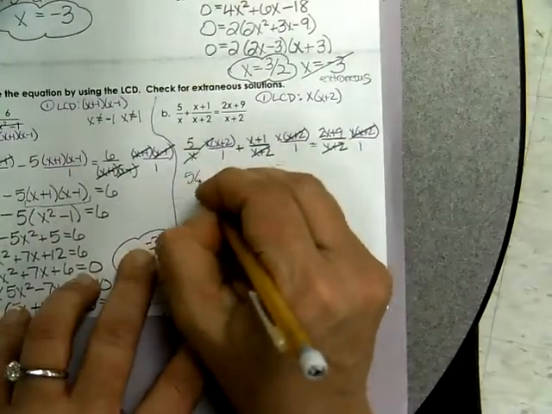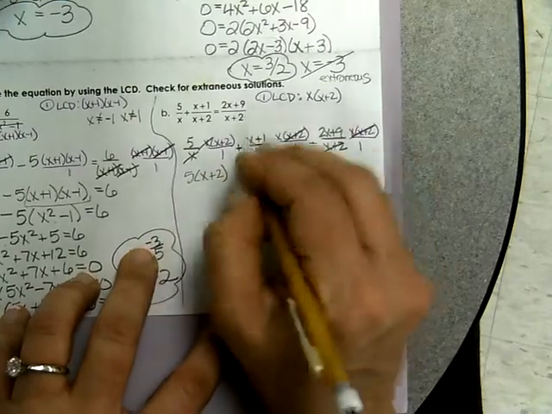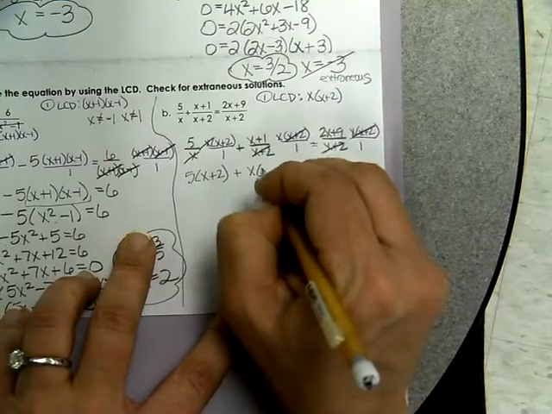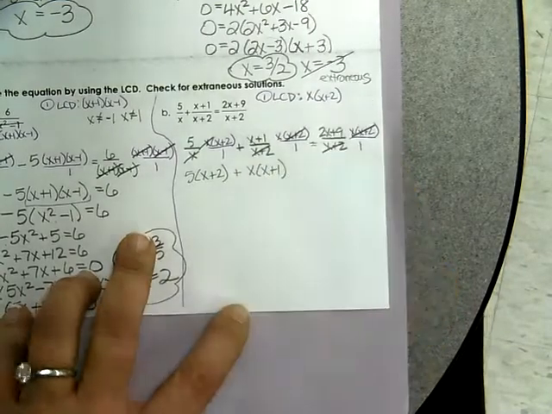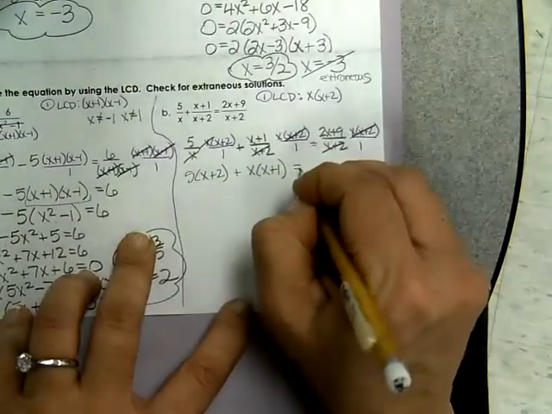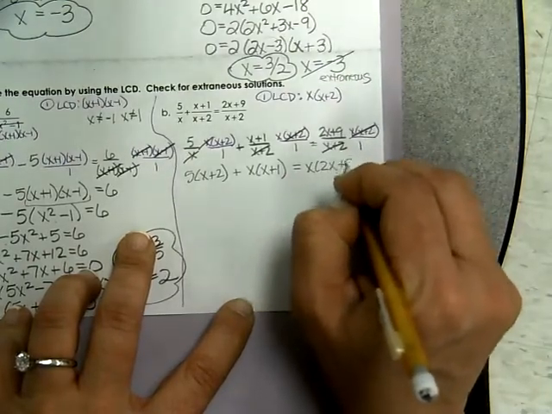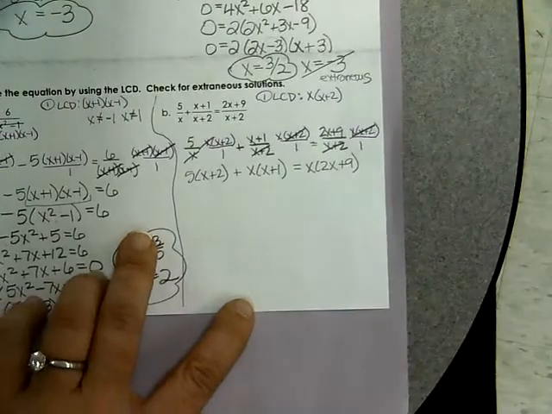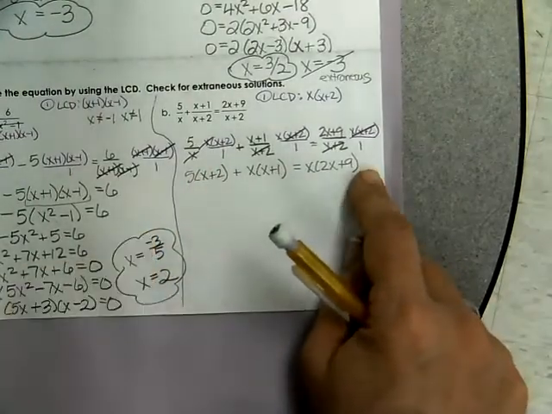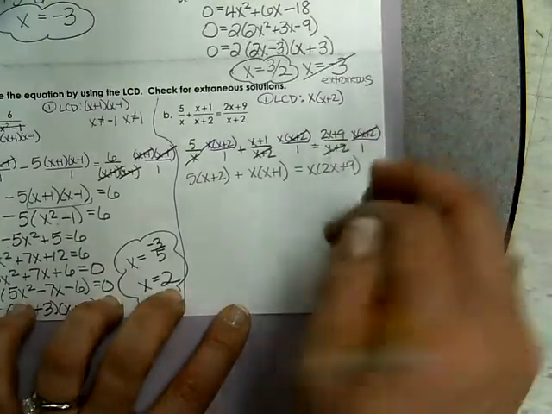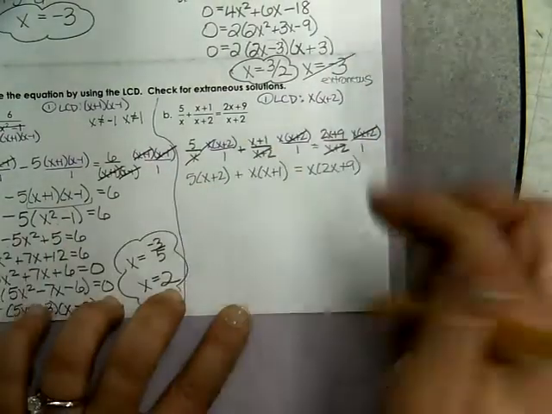I have 5 times the quantity x plus 2. I have x plus 1 times x. We usually write it with the monomial x in front. And I also have 2x plus 9 times x, so x times 2x plus 9. Okay? Now, at this point, you guys, this is like a chapter 4 question. So, this is new in chapter 8. Once we get to here, I'll review.